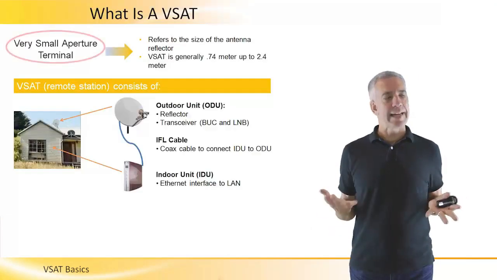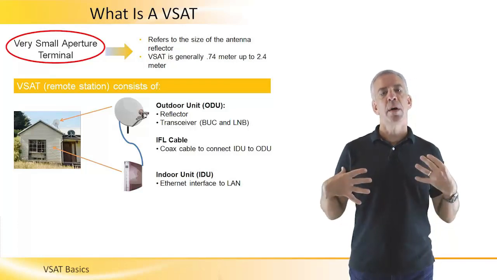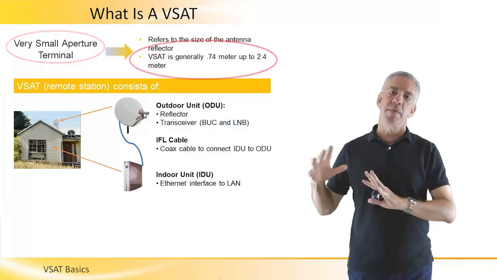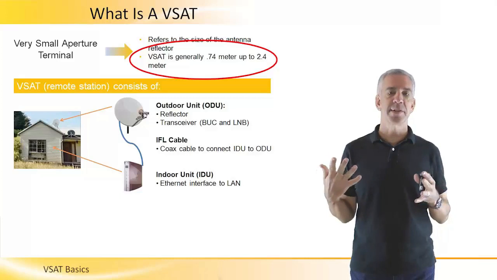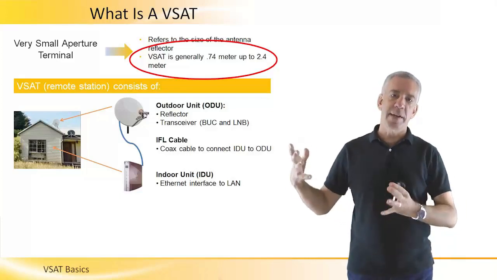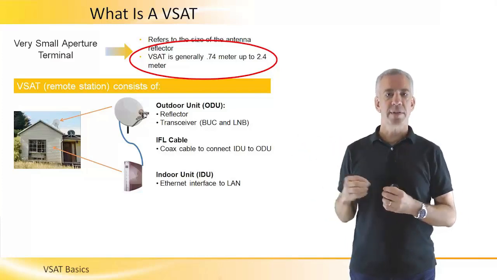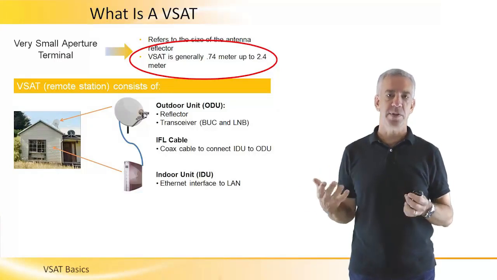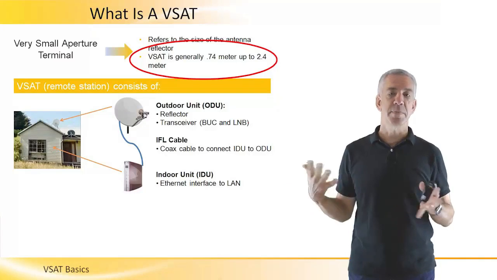VSAT is an acronym and it stands for Very Small Aperture Terminal. What it means is the terminal itself is anywhere from 0.74, perhaps even 0.6 meters, up to 2.4 meters. This is important because the smaller a VSAT reflector is, the easier and more cost-effective it is to install in locations, including people's houses as well as businesses.